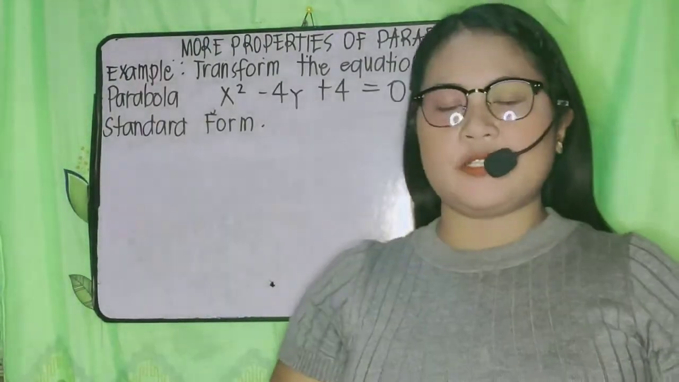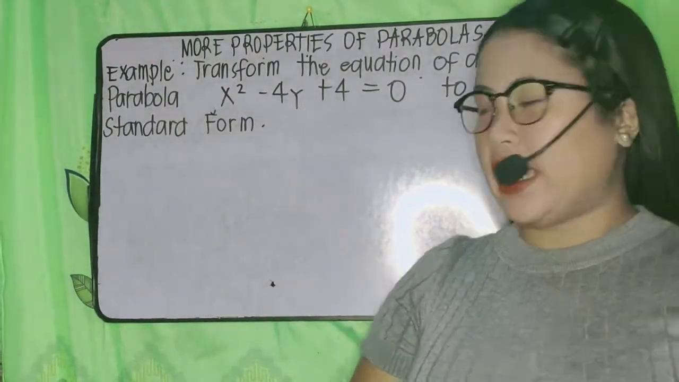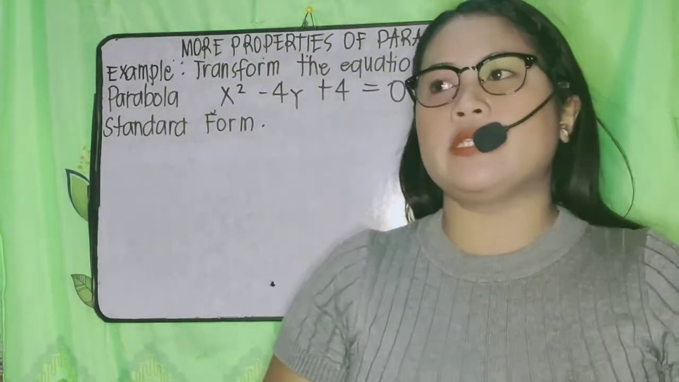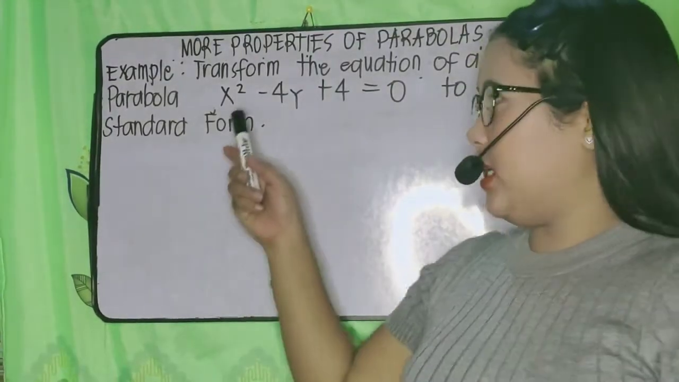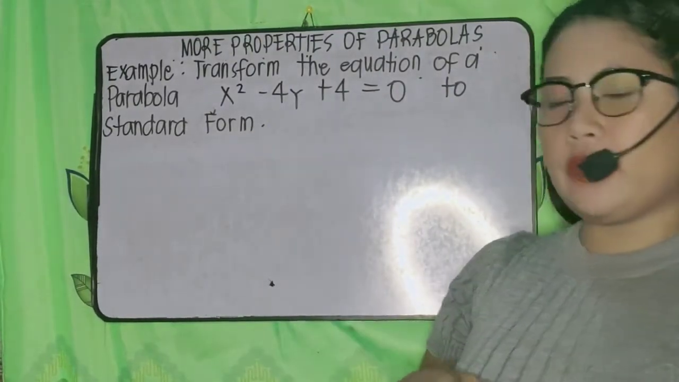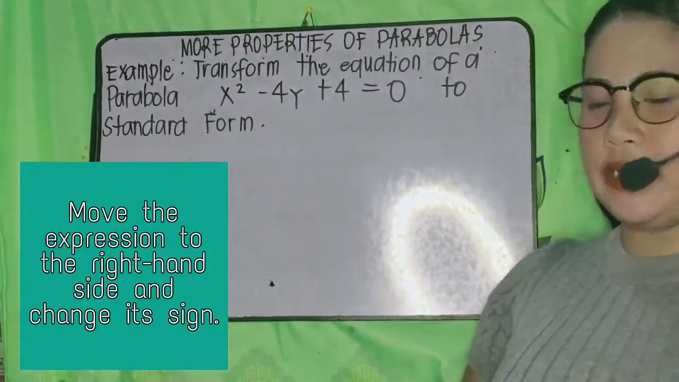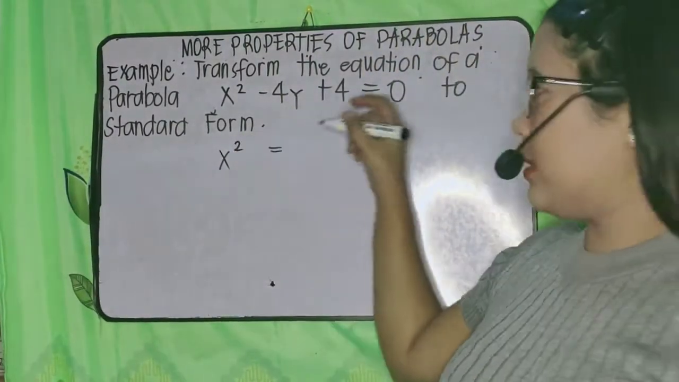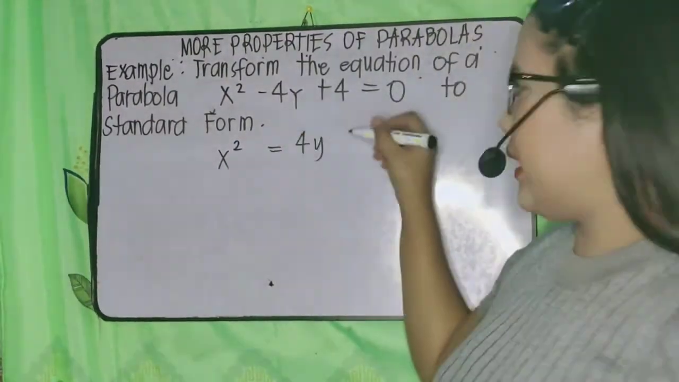Okay, so let's proceed to our example number 2. Transform the equation of a parabola, which is x squared minus 4y plus 4 equals 0, to standard form. Since in here, as you can see, if you're going to square y on the left side, meron po tayong negative sign. So bawal po yung may negative sign. Okay, so para maging positive, we're going to move the expression to the right-hand side and change its sign. So we're going to copy here x squared, then since negative 4y, it will be positive 4y, then from positive 4 magiging negative 4.